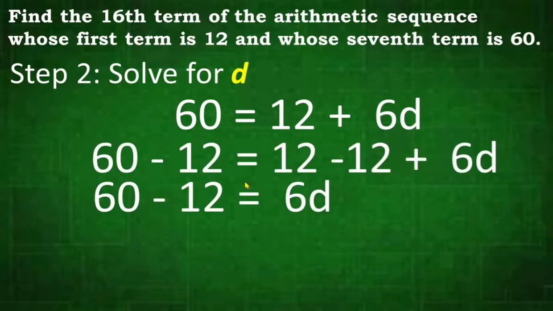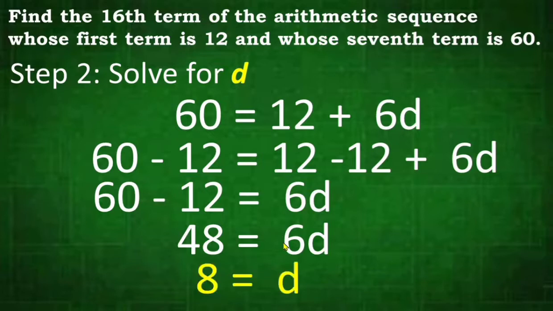Then, therefore, 60 minus 12 is equal to 48, since 12 minus 12 is equal to 0. That's why we have 6d already here. Then, 60 minus 12 is equal to 48 is equal to 6d. Then, divide both sides of the equation by 6. That is equal to 8 is equal to d, or d is equal to 8.